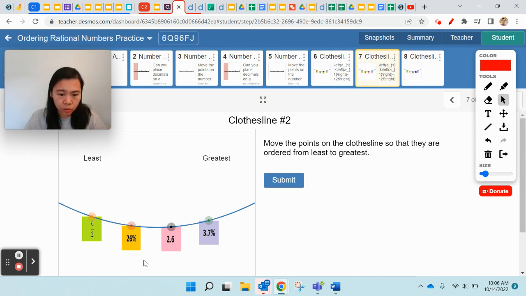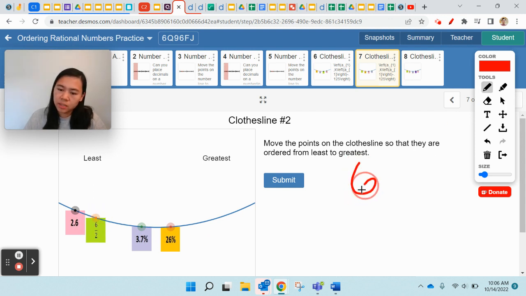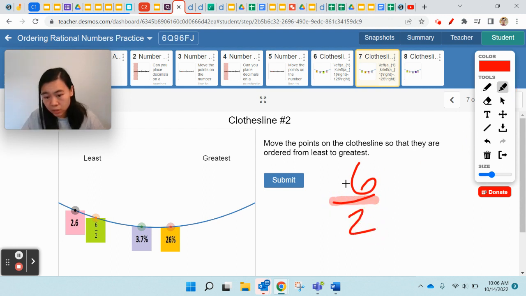All right, clothesline number 2. Again, we have these percentages that are easy to go ahead and sort. 3.7 is smaller than 26%. 6 halves. 6 halves is an easy one because, recap, this fraction bar means division. It looks like a division sign, right? I just replaced those numbers with 2 dots. There you have your division sign. What's 6 divided by 2?